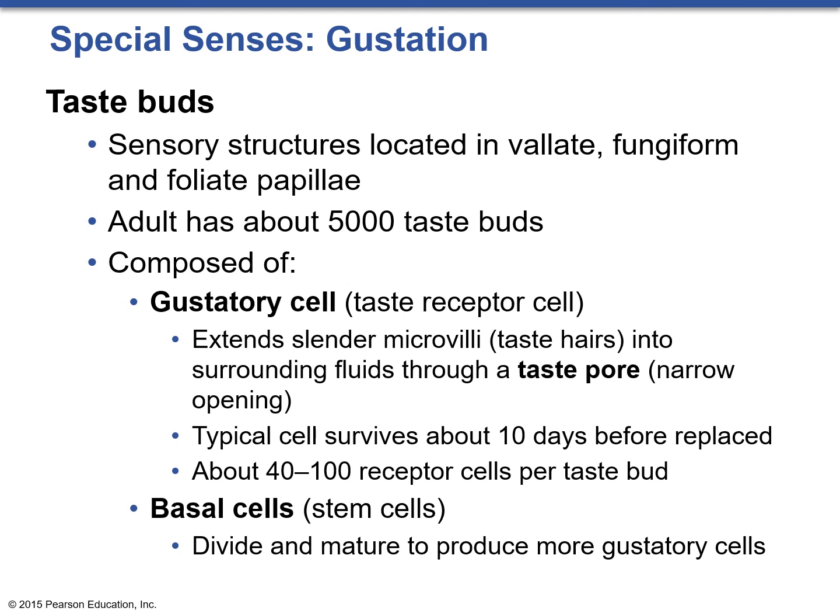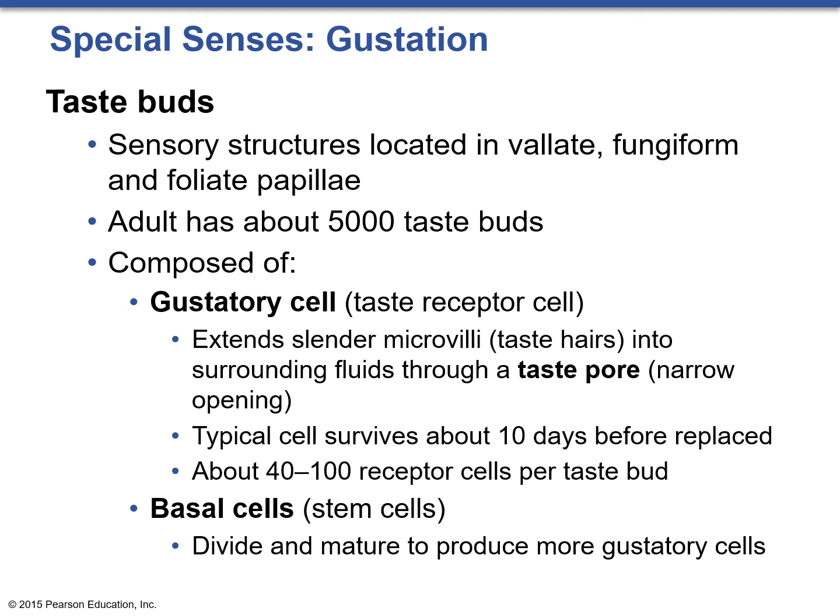Now we're going to talk about taste buds, which are going to be housed in the vallate, fungiform, and foliate papillae. Each adult has approximately 5,000 taste buds, and they're composed of gustatory cells, basal cells, and then sensory receptors that are attached. A gustatory cell is a taste receptor cell. These extend slender microvilli or taste hairs into a surrounding fluid through a taste pore, which is simply a narrow opening. Typically, these cells survive about 10 days before being replaced. You have about 40 to 100 receptor cells per taste bud.